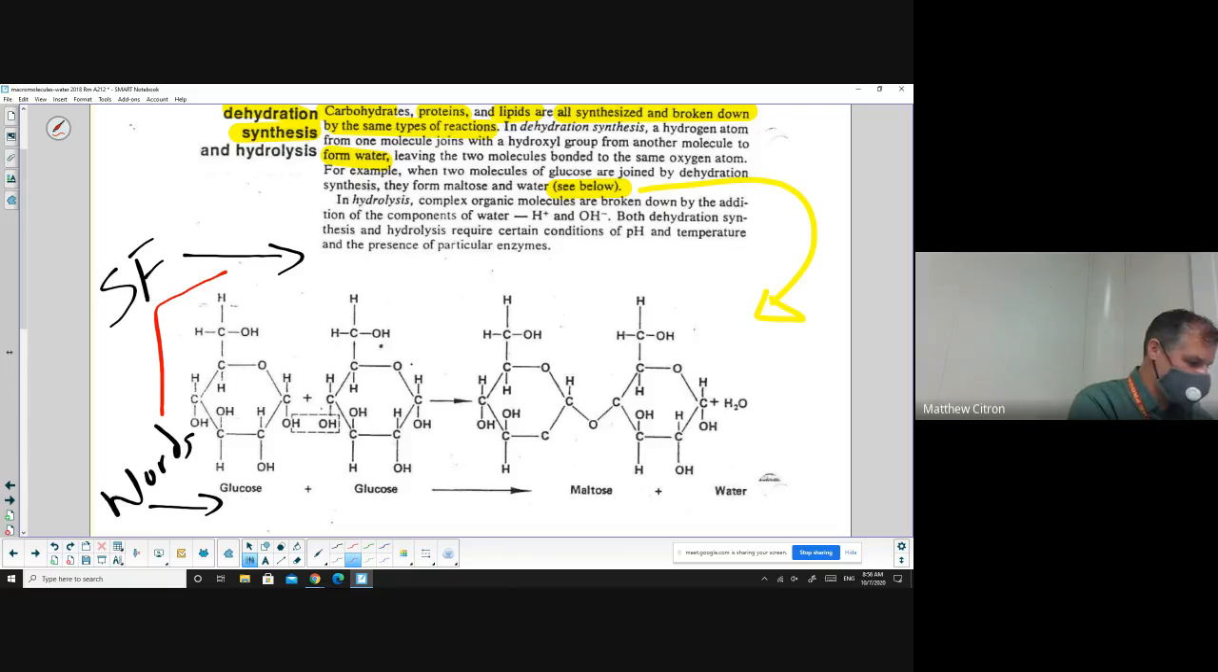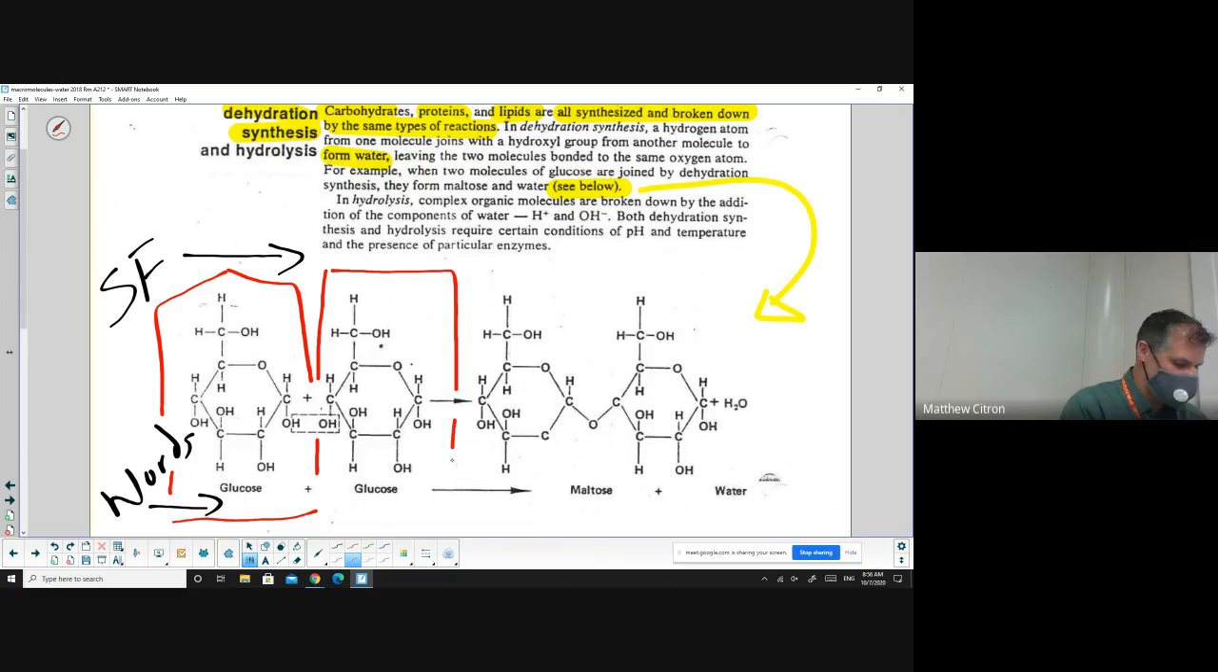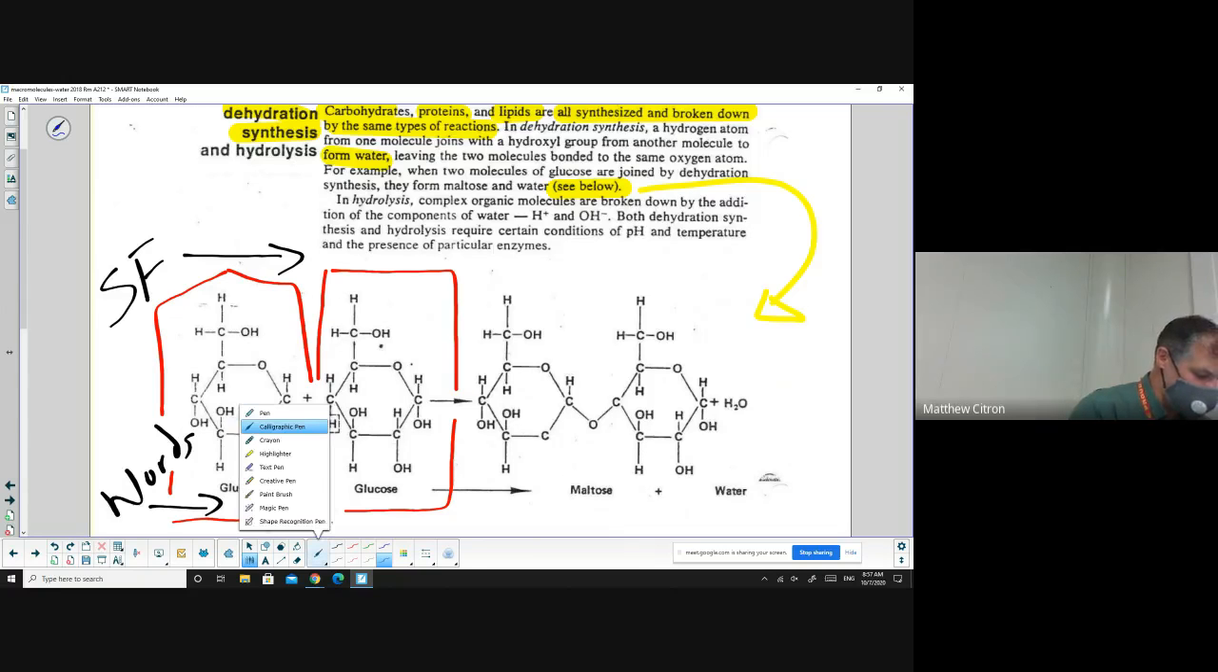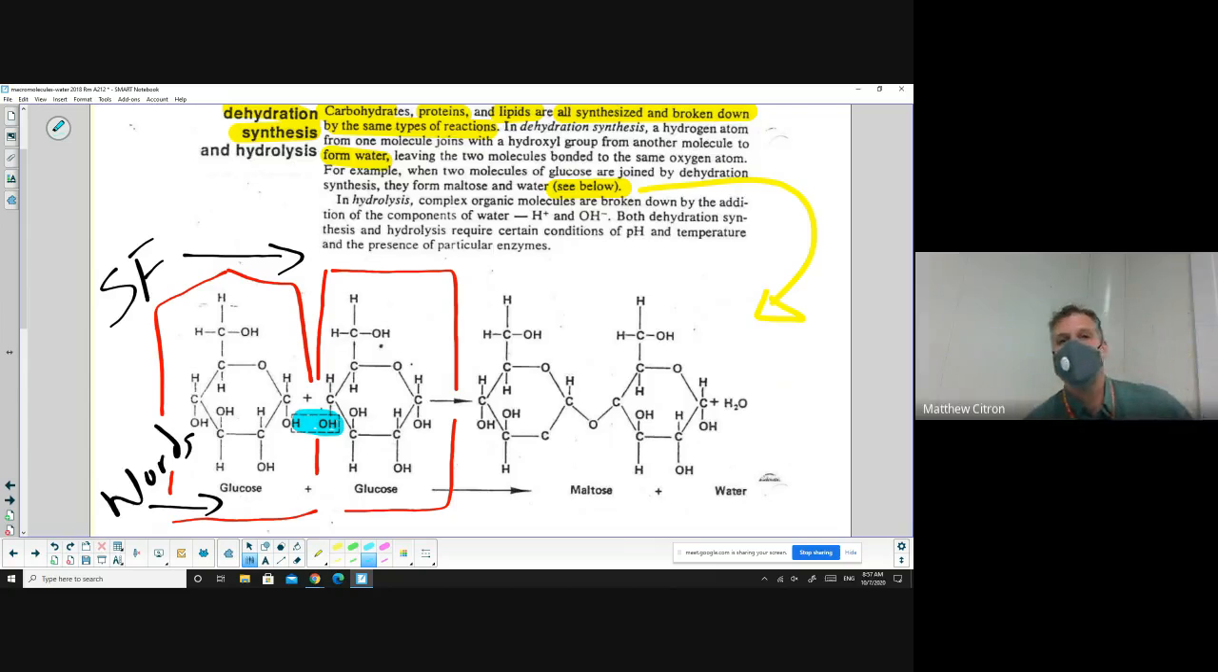So this right here is one of my glucoses. And then the other glucose is over here. And then you'll notice that I have highlighted, or it's been dotted out. Actually, I'll put it into highlight. I'm going to highlight it with a light blue. Right here, my HOH, which is our water.